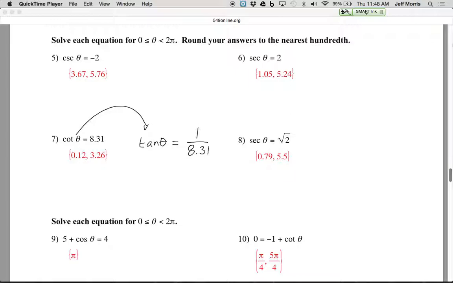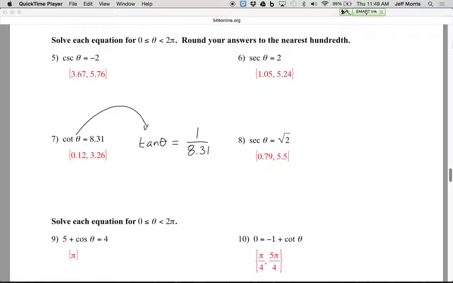Now, the reason we're not doing sine and cosine here, and cosine and sine here, is we're not using the unit circle. If we were using the unit circle, I'd think about it as cosine over sine, and just use my values, because I know all the cosine and sine values for common angles, but I don't know what 1 divided by 8.31 is, and neither do you. So I'm going to let the calculator do the work for me.